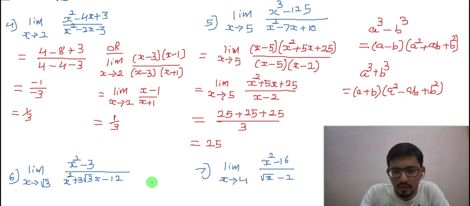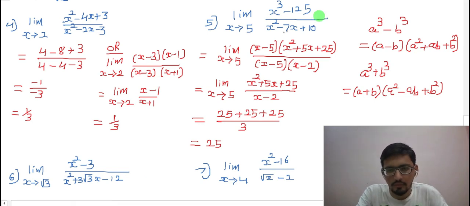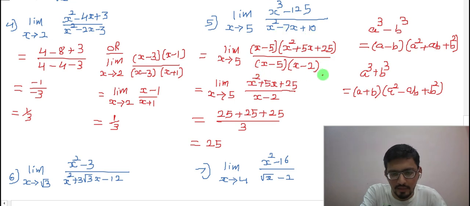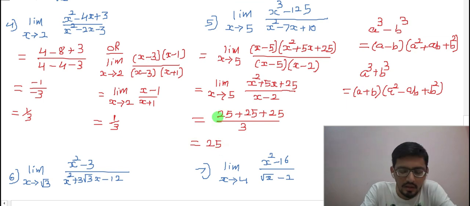I hope you all understood this. See one more time. First I am doing this factorization by applying the a cube minus b cube identity, x minus 5 into x square plus 5x plus 25. For the denominator, factors of 10 whose sum is 7, x minus 5 and x minus 2, I did, and here x minus 5 got cancelled. The rest stays as it is, copy paste, and put x equal to 5 here. 25 plus 25 plus 25 comes to 3 times 25, 3 and 3 cancel, bye bye, and you get the answer 25. I hope this is clear for everyone.